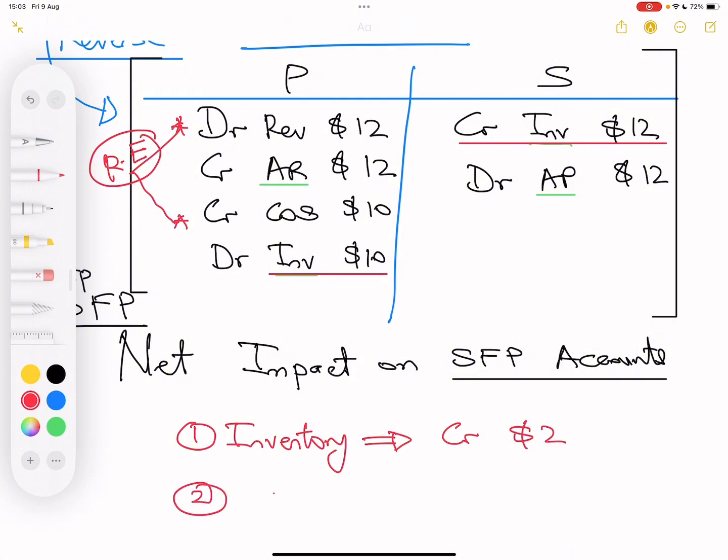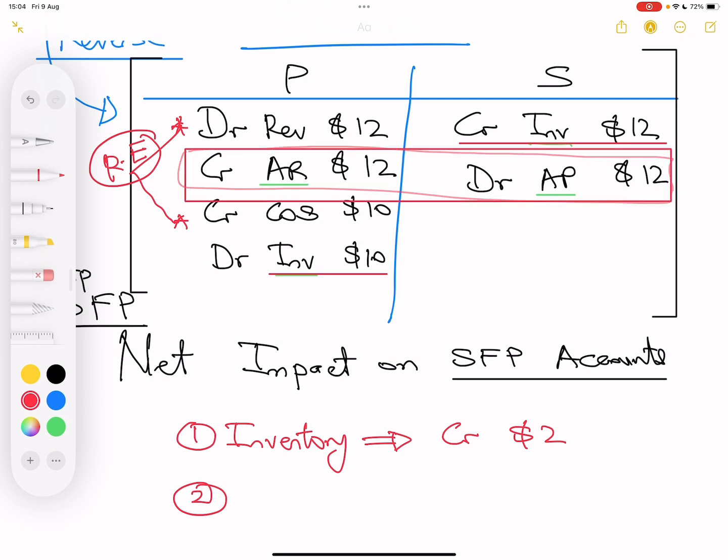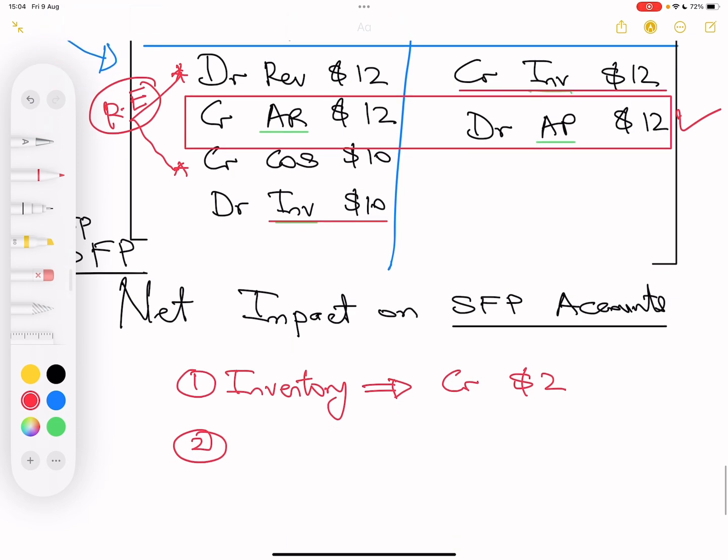Number 2, let's look at AR and AP. AR and AP, we don't even need to bother because they will always cancel each other out. And the question will always tell you the amount. So I'm not even going to bring it down. You can see it: credit AR is 12, debit AP is 12. Credit is 12, debit is 12. That is out. So you don't need to bother yourself about that. That's already going to negate themselves out. And if the transaction was even done in cash, you won't even see that, right?